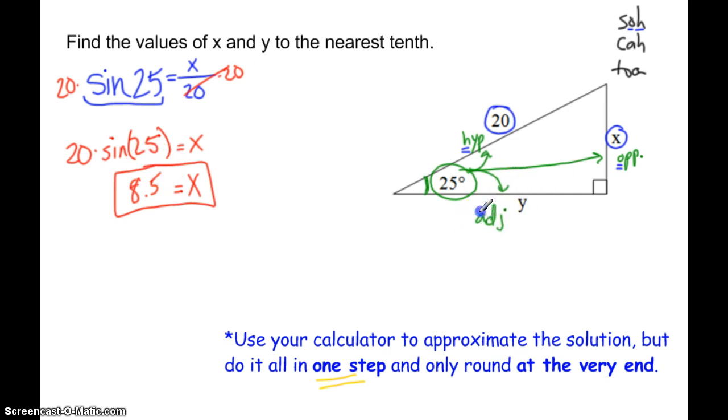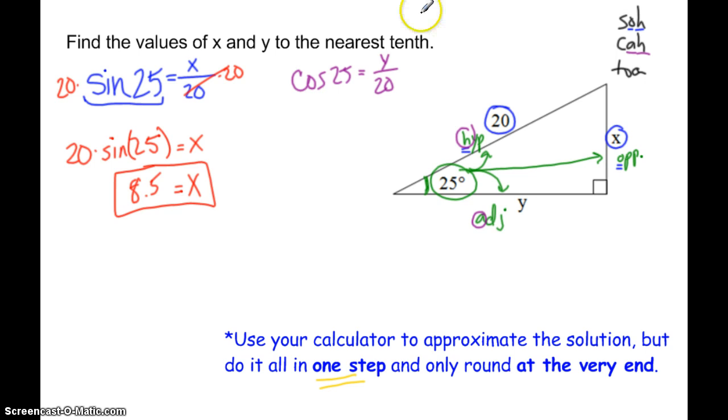Y is my adjacent side. I need another side that I know. Let's not use a rounded answer. Let's use an exact answer like 20 for my hypotenuse. So if I want to use adjacent and hypotenuse, I need cosine this time. So the cosine of 25 equals adjacent, which is y, over hypotenuse, which is 20.